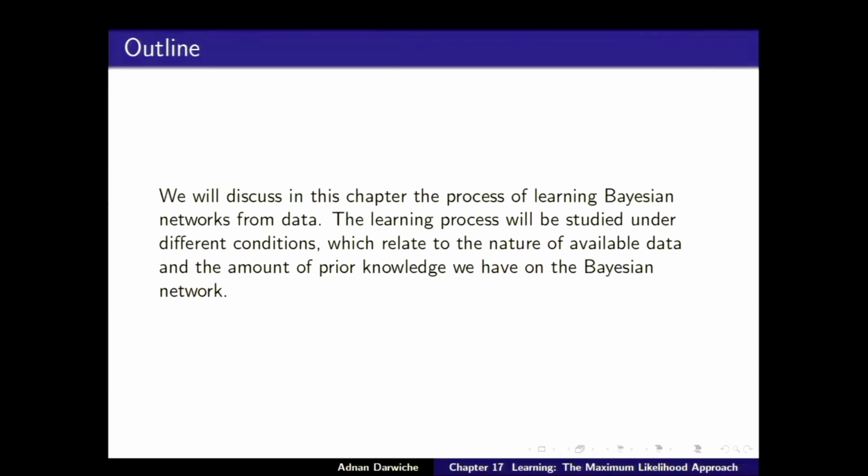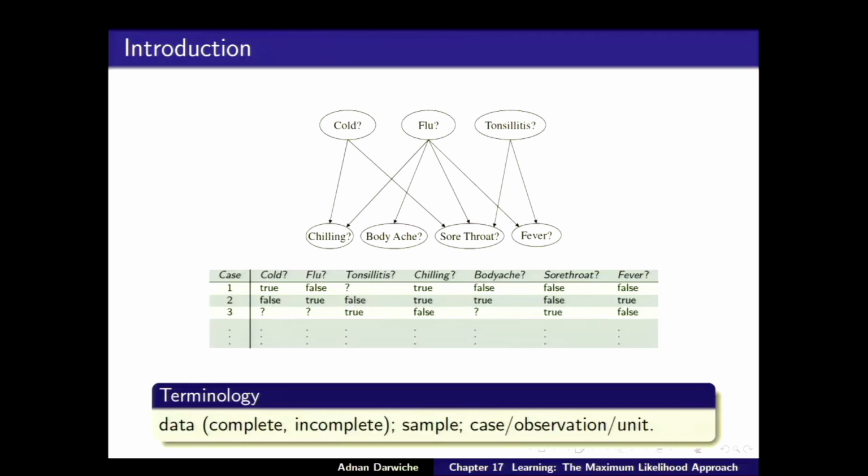What we'll see in this chapter is basically methods for learning both the structure and the parameters of the Bayesian network, and under different conditions, particularly what is known, the data that we have and its nature. And in chapter 18, some additional information beyond the data will also factor into the learning process.